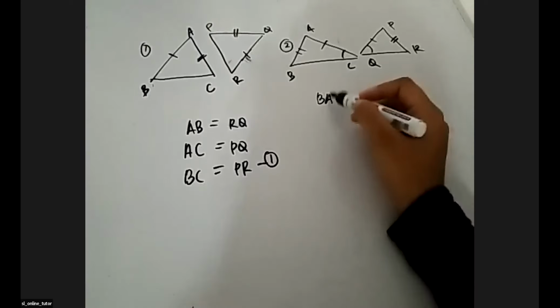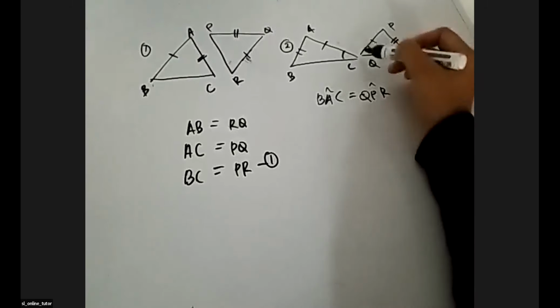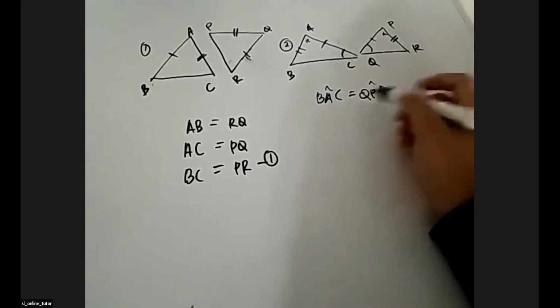AC equal to QPR, isosceles. BAC is equal to QPR. Yes, QPR, not PQR, because he's telling about this one. Teacher, can we write as included angles of the sides? Yeah, included angles. No need for reasons, but right.